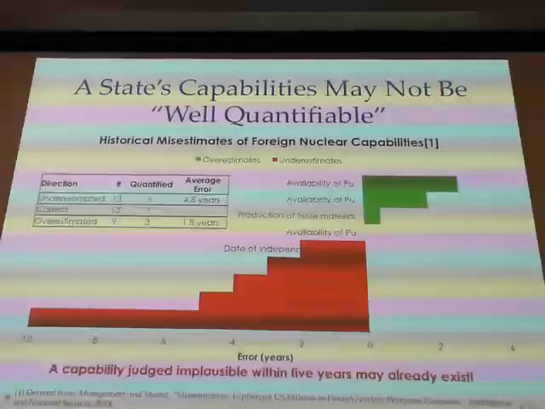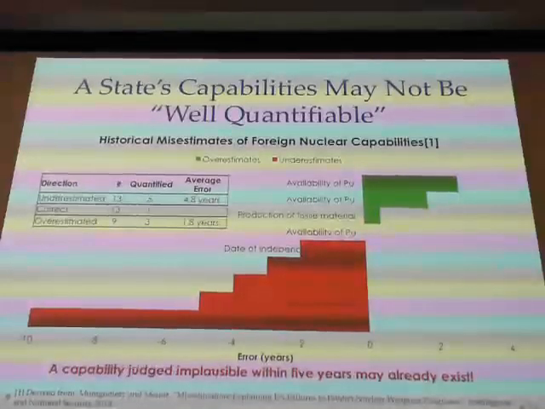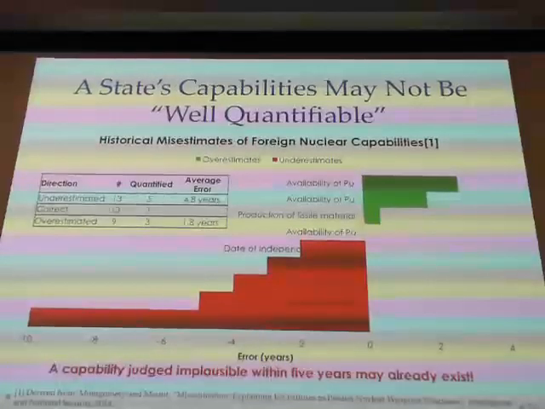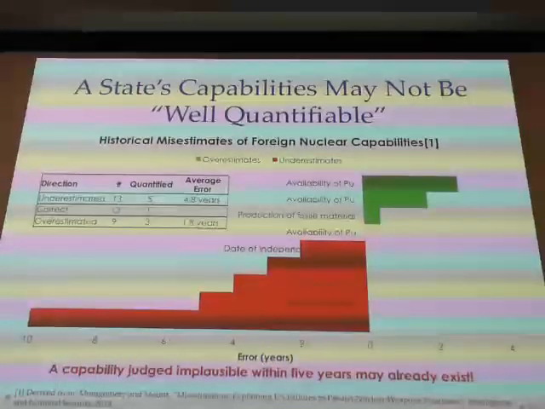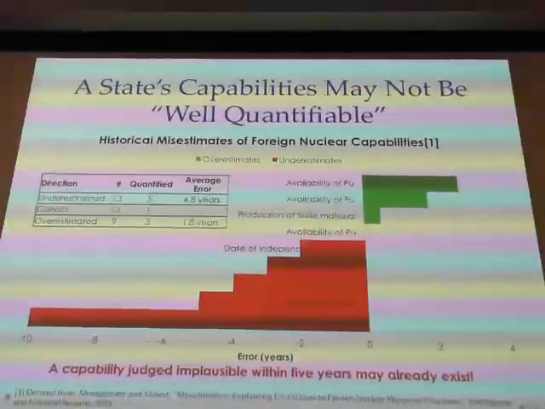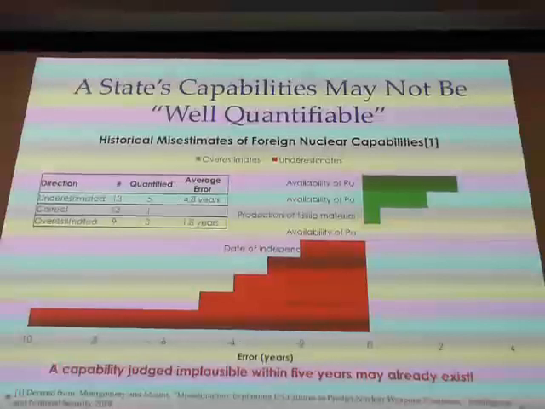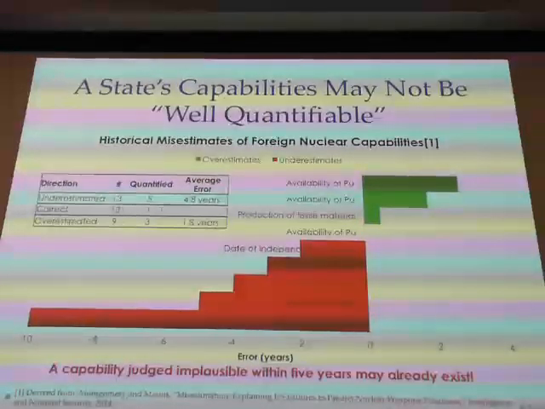But the general idea here that I'm trying to convey is that the variance in these estimates can be on the order of a few years, 5 years, that sort of thing. And if you remember that 5-year criteria, which is the criteria for technical plausibility, basically what this implies is that you may have assessed a capability to be implausible within 5 years that may already exist within that state, right? The uncertainties are of that order.